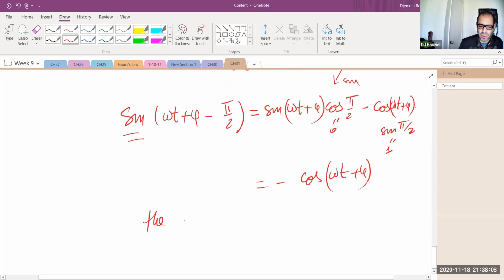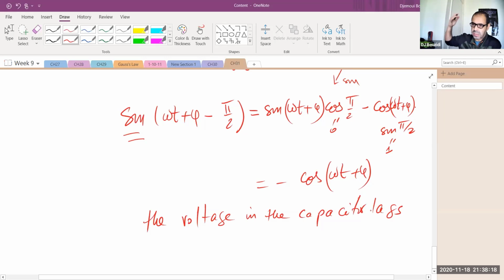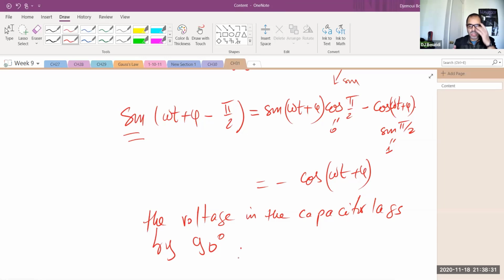So I say in this case, the voltage in the capacitor lags behind. It's not ahead. It lags by 90 degrees. That is basically the whole idea here. That is the whole essence of how to make the circuit work for you in terms of phasors.